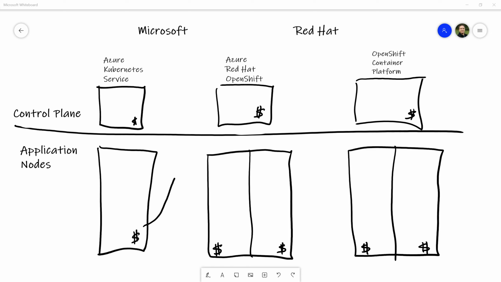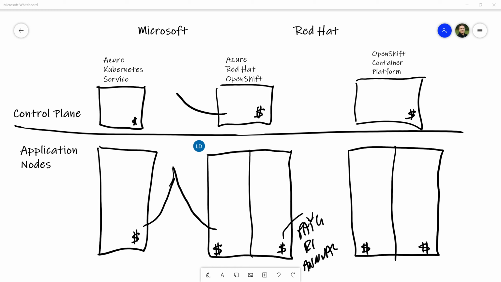For Azure Red Hat OpenShift, you pay the same thing for the application nodes, but you also have to pay for the compute resources for the control plane nodes. Now, when it comes to the OpenShift license portion, on Azure Red Hat OpenShift, that's on Microsoft paper. So that is either a pay-as-you-go or a reserved instance. So think of this as annual licensing.